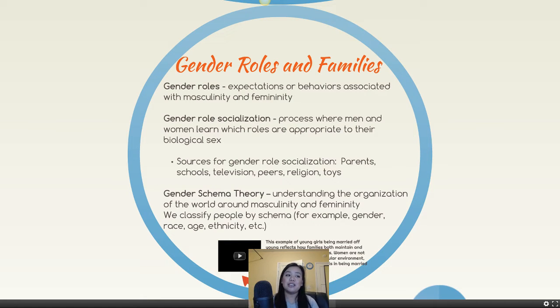Right? So gender schema theory really calls our attention to focus on the ways in which gender plays a huge role in how we assess other people in our family, how we assign roles to people in our family. And gender schema theory really helps us understand the impact of how the world and ultimately the family unit is organized around masculine and feminine behaviors.